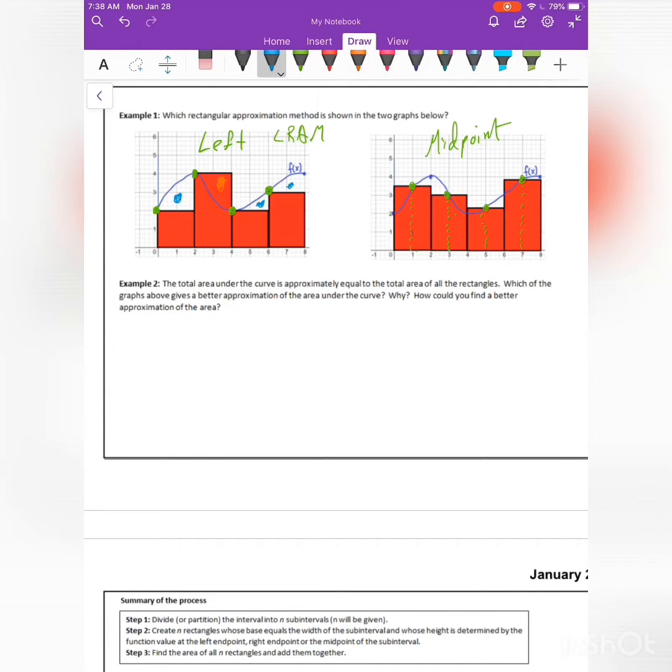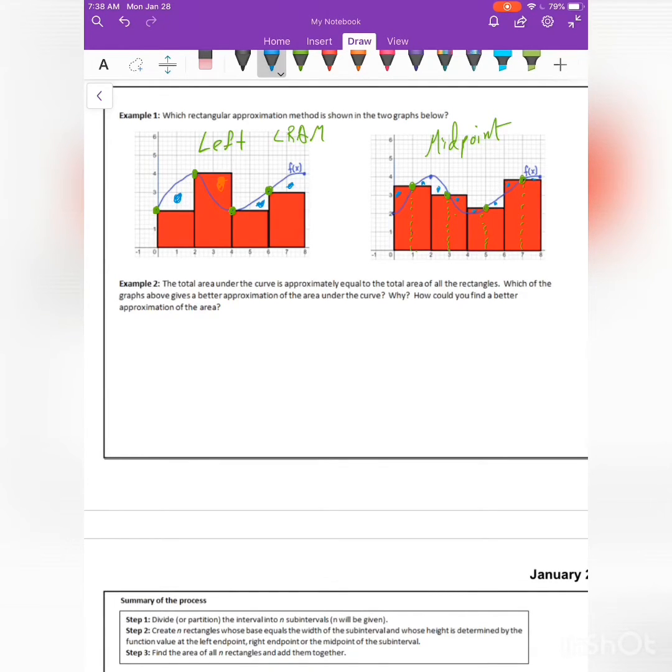Now the interesting part about the midpoint is that in each rectangle, there's an over and an under approximation. So in each rectangle, some of that area is going to cancel. So generally the midpoint is a more accurate approximation. So something to think about here is how would you find an even better approximation?